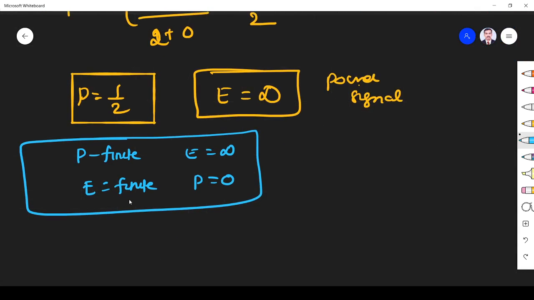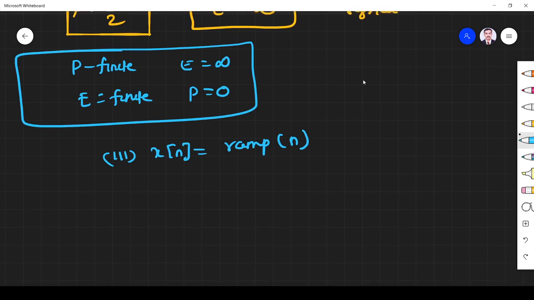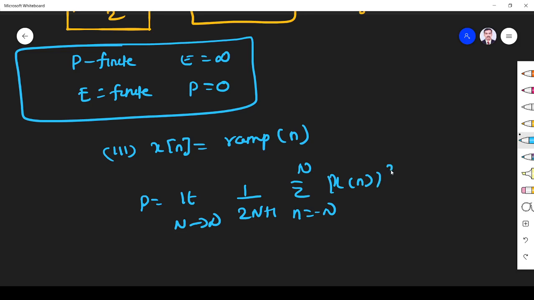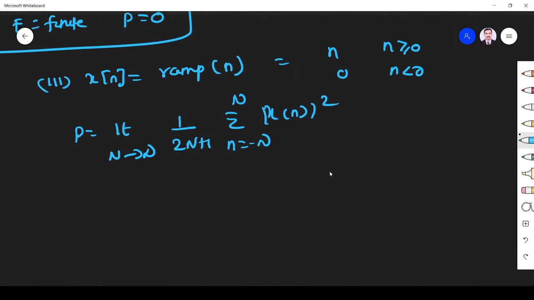Okay? And the third problem is, whether ramp is an energy signal or a power signal. Already we proved ramp is neither energy nor power in continuous time. Here also we will try. First we say P is equal to limit n tends to infinity 1 by 2n plus 1, summation n goes to minus n to plus n, x of n whole square. We know ramp is having value n for n greater than or equal to 0, and 0 when n is less than 0. Yes or no? So here also ramp only has value for positive n.